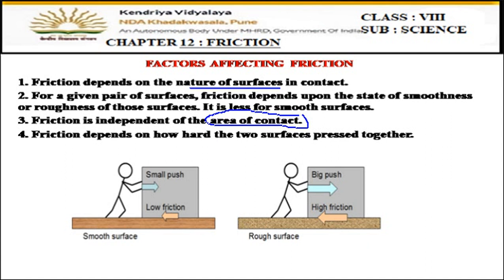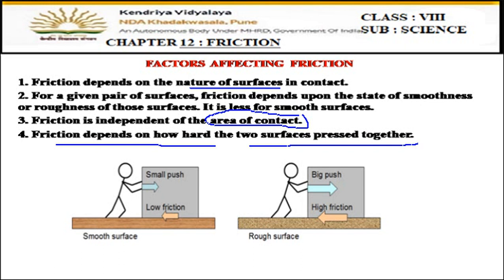Then friction depends on how hard the two surfaces are pressed together. Means how much is the interlocking between the two surfaces. If the two surfaces are hardly pressed against each other, means there is more interlocking, then friction will definitely be more.